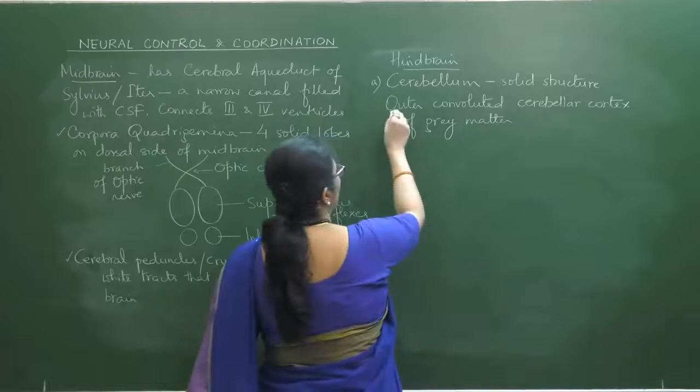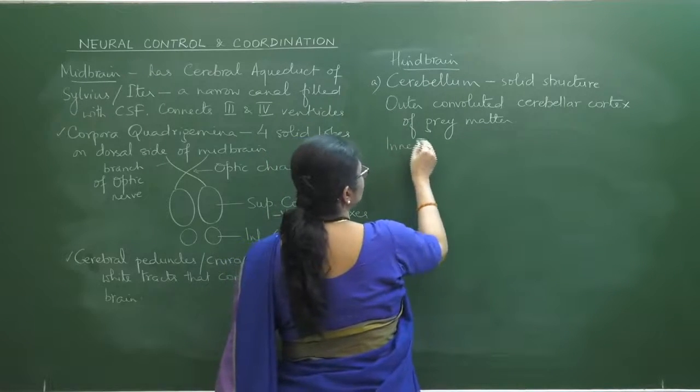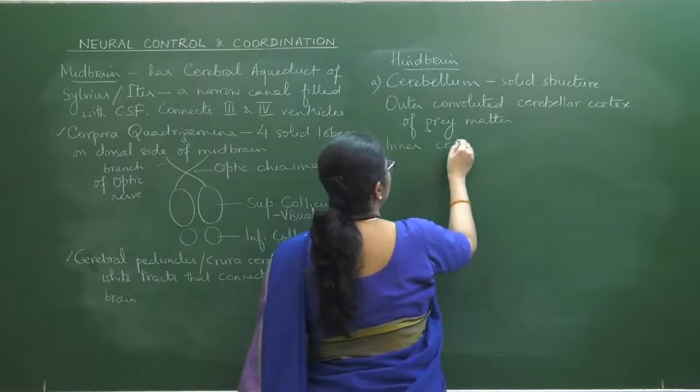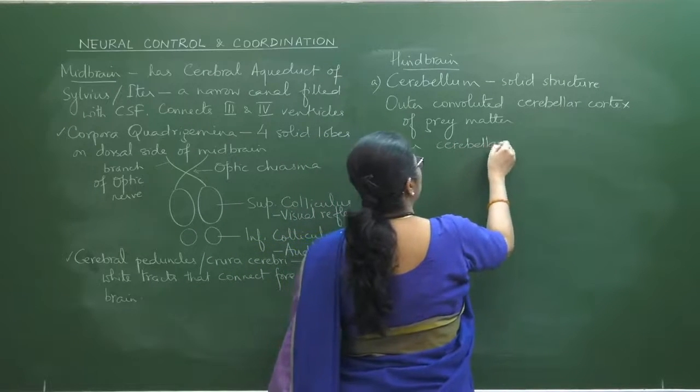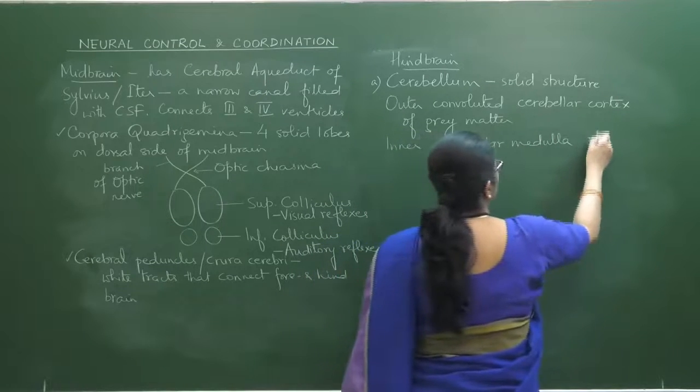Okay, so the outer convoluted part, and then the inner part is the cerebellar medulla, which is of white matter.